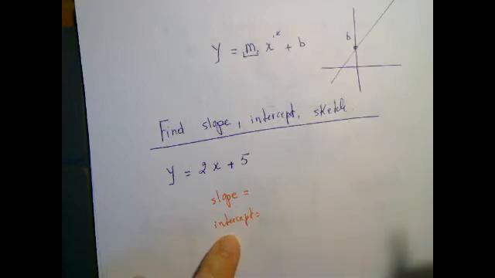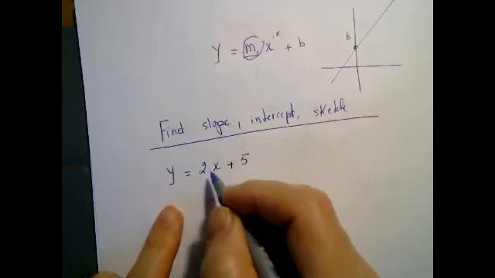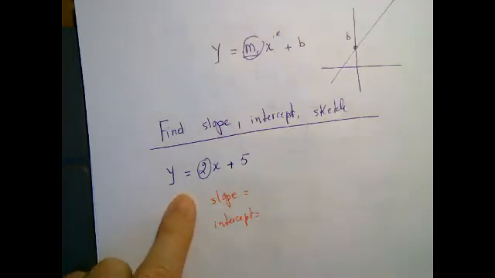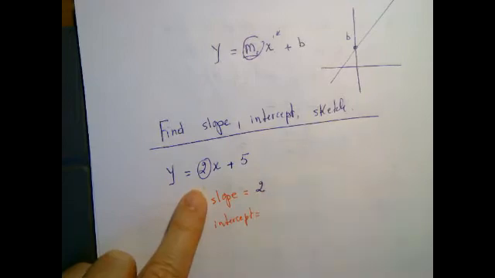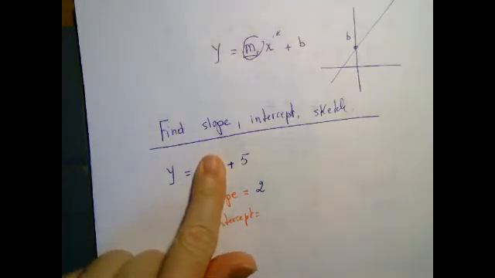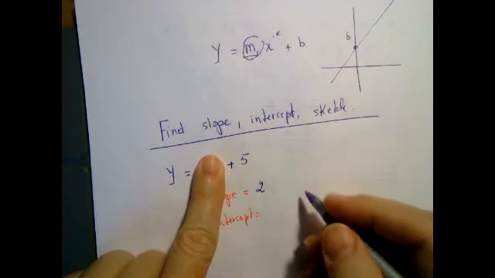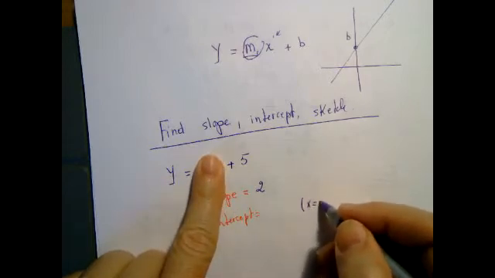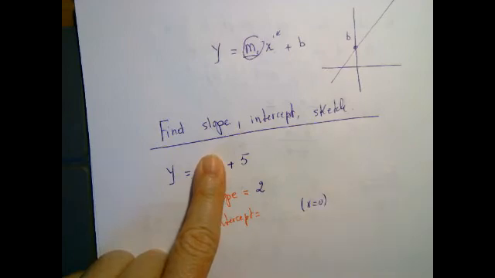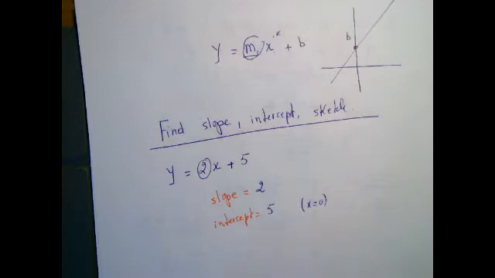The slope is 2, because the slope is whatever x is multiplied by. The intercept, you can just memorize 5, but I don't like to memorize. The intercept is the y value when x is 0. So for the intercept, you set x equal to 0 and find the value. In this case, the intercept is 5. Now sketch the graph.